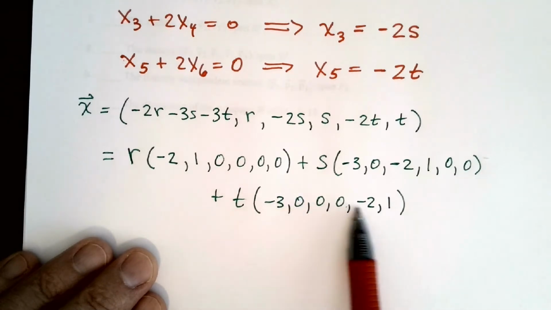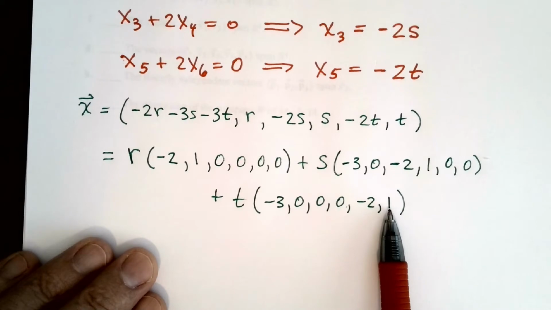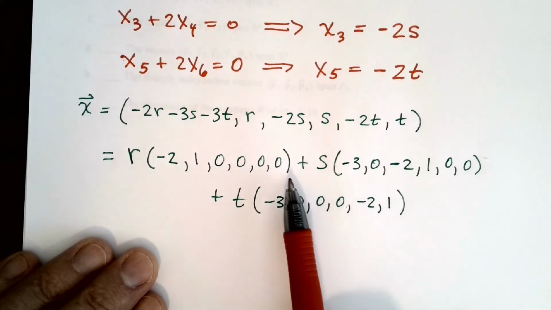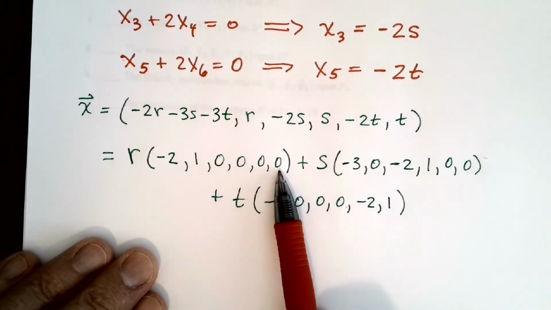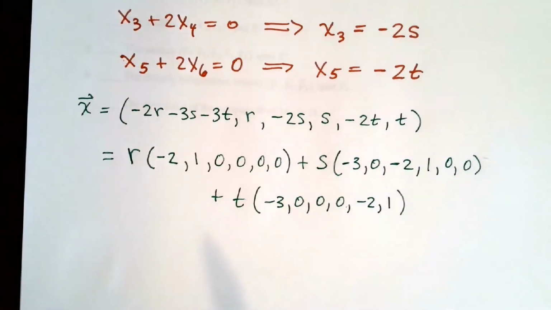Finally, this vector here, can it be written as a linear combination of the other two? Look at this 1 here. Am I going to be able to get the 1 by adding a multiple of this vector to this vector? Not going to happen. These vectors are linearly independent and they span the space. Therefore, they form a basis for the solution space.